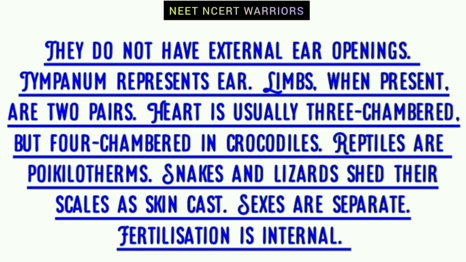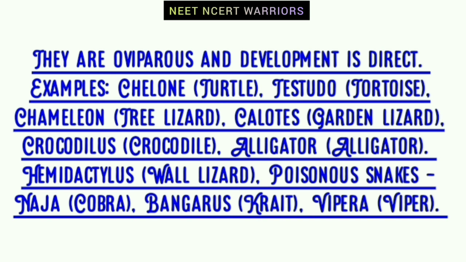Reptiles are poikilotherms. Snakes and lizards shed their scales as skin cast. Sexes are separate. Fertilization is internal. They are oviparous and development is direct. Examples: Chelone, turtle, Testudo, tortoise, Chamaeleon, tree lizard, Calotes, garden lizard, Crocodilus, crocodile, Alligator, alligator, Hemidactylus, wall lizard, poisonous snakes Naja, cobra, Bungarus, krait, Vipera, viper.